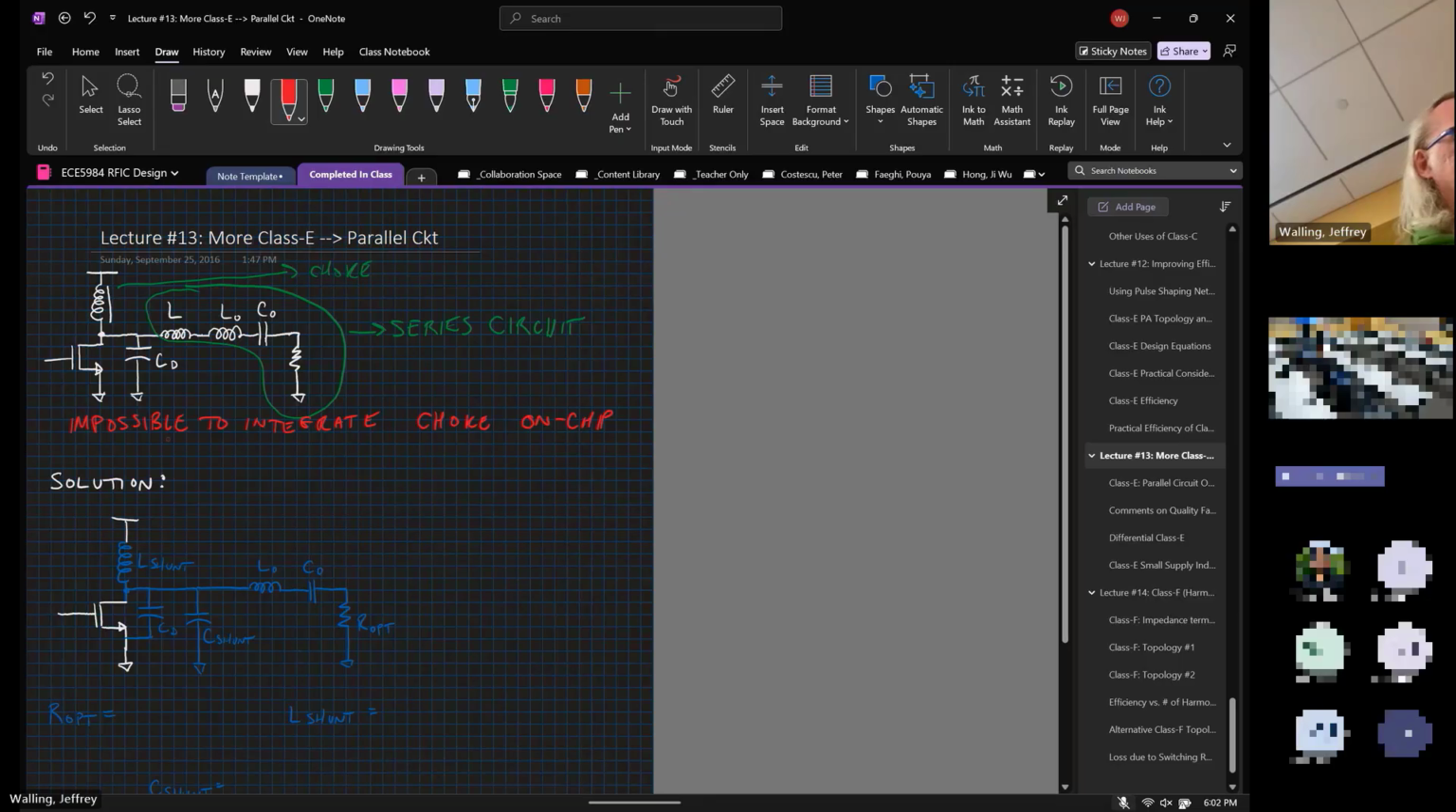So I'll just say, typically inductance has to be less than 10 nanohenries on chip. And 10 nanohenries is just a massive inductance. It's a total waste of chip area.